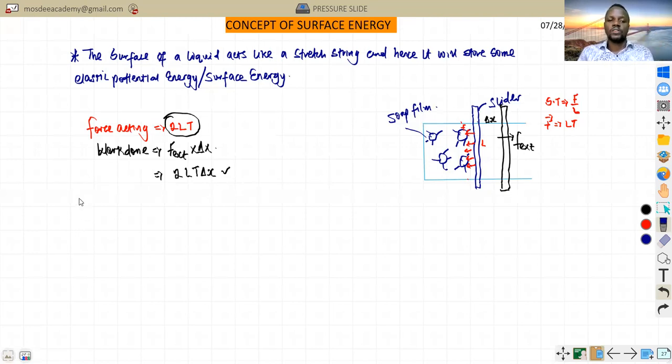So because work is done, we can note that energy will be stored. What is the name of that type of energy? We call it potential energy. Please keep that in mind.